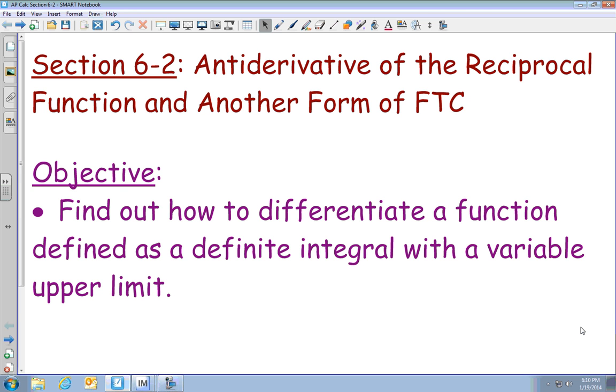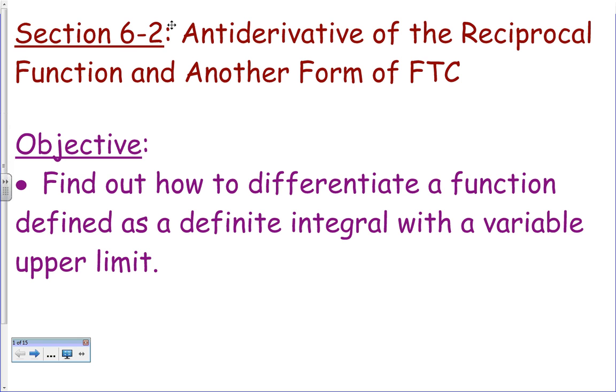Section 6-2 is on the antiderivative of the reciprocal function and another form of FTC. That's the fundamental theorem of calculus. The objective of this section is to find out how to differentiate a function defined as a definite integral with a variable as the upper limit.